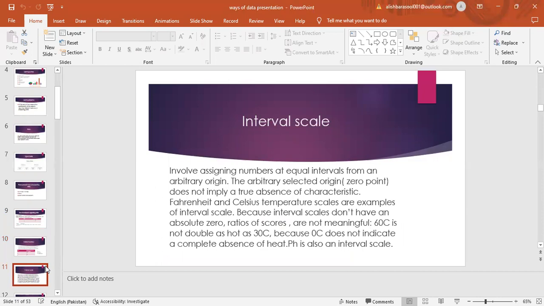Interval scale. It involves assigning numbers at equal intervals from an arbitrary origin. The arbitrarily selected origin does not imply a true absence of the characteristic. Fahrenheit and Celsius temperature scales are examples of interval scale. Because interval scales don't have an absolute zero, ratios of scores are not meaningful. 60 degrees Celsius is not double as hot as 30, because 0 degrees Celsius does not indicate a complete absence of heat. pH is also an interval scale.